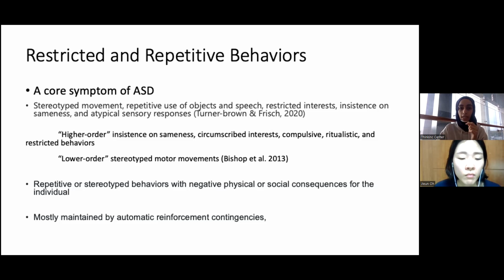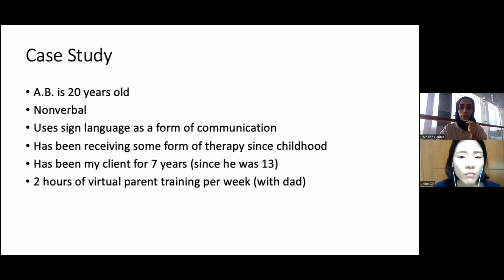Okay, so now that the definition is clear, we can move on to my client who prompted me to do this research and talk about this topic today. AB is a male. He is 20 years old, and he is nonverbal and uses sign language as a form of communication. He has been receiving some sort of therapy since he was a young child, and he's been my client for 7 years.